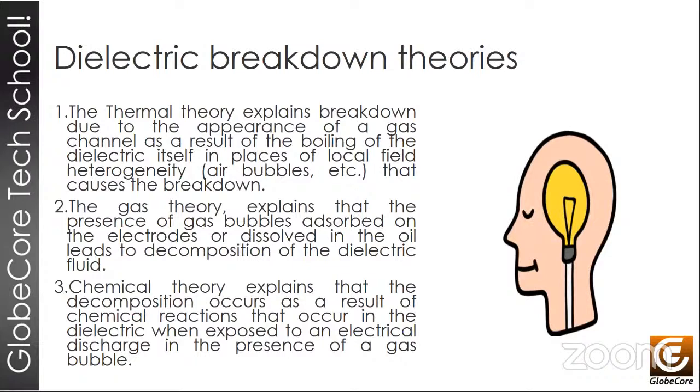Okay, so with that, we have some theories that help us understand why breakdowns actually occur. There is the thermal theory that explains breakdown due to the appearance of a gas channel as a result of the boiling of the dielectric itself in places of local field heterogeneity, such as air bubbles, which may cause the breakdown. There is the gas theory that explains the presence of gas bubbles absorbed on the electrodes or dissolved in the oil that lead to the breakdown of the dielectric fluid. And the chemical theory explains that the decomposition occurs as a result of chemical reactions that run in the dielectric oil when exposed to an electrical charge in the presence of gas. So moisture, next slide, please.